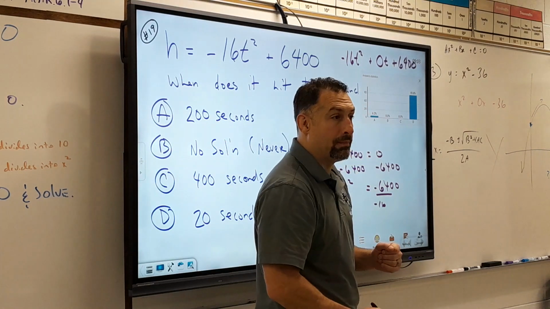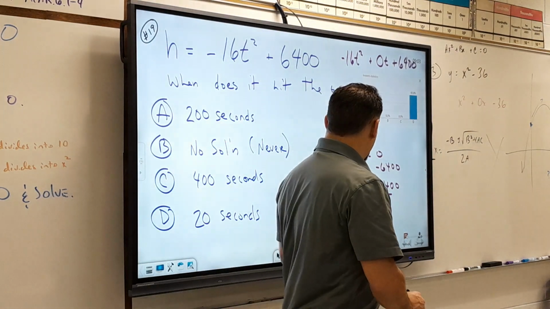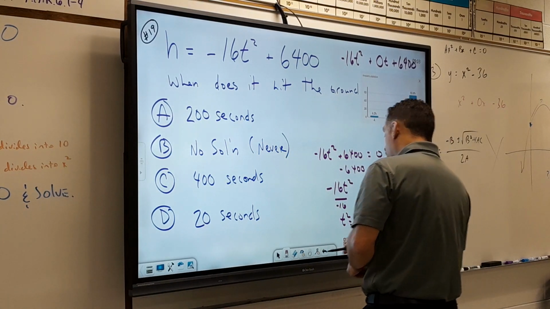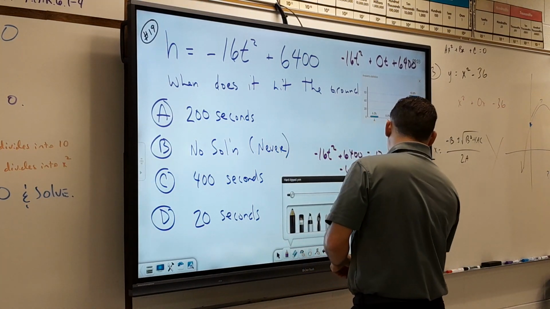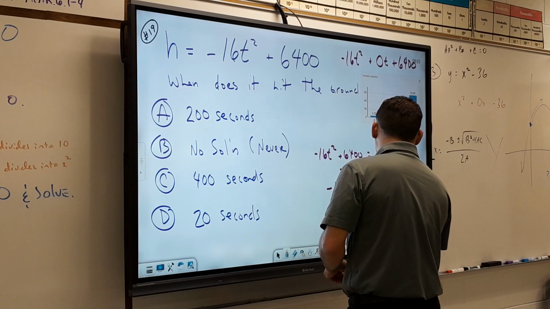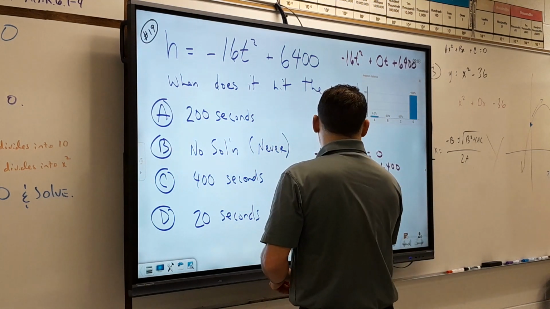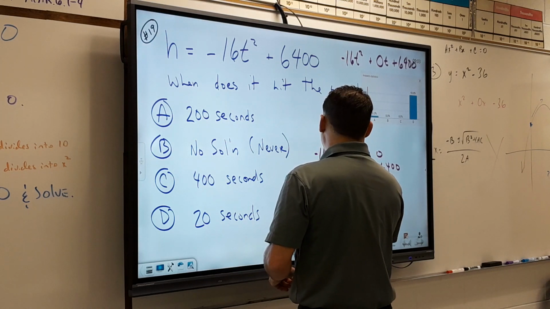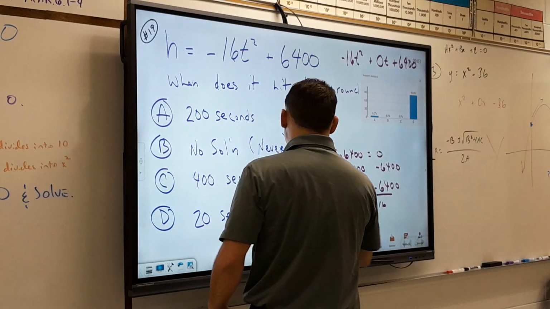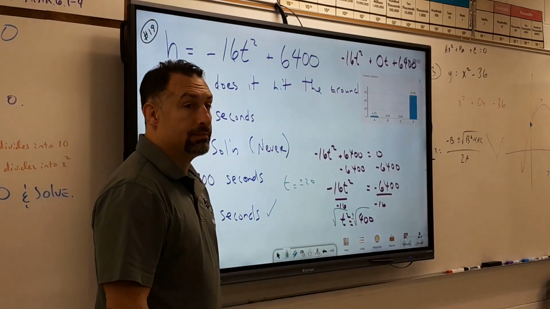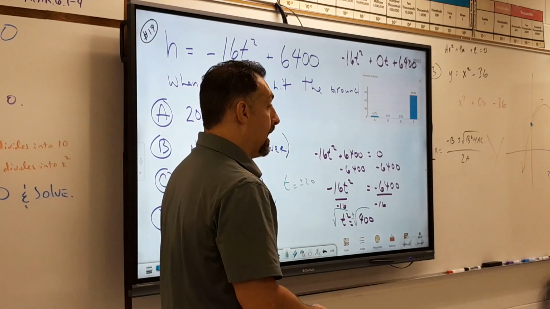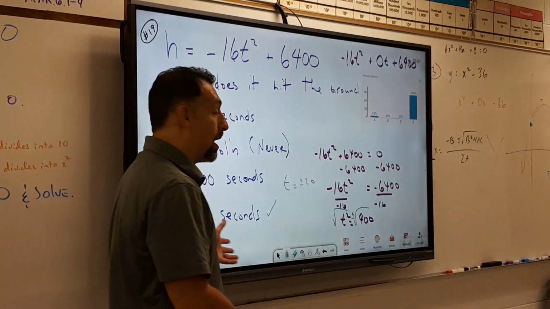I don't know that off the top of my head. 400. 400? Yeah. Is it? Okay. So now when you go square root, this is real easy here. You get plus or minus 20, because the square root of 400 is plus or minus 20. We can't take the negative answer, so it must be positive 20. Okay? With real life scenarios, we don't do negative time. Any questions or concerns about this problem?